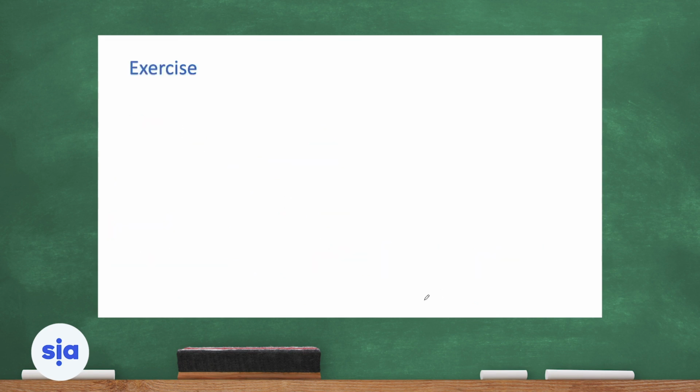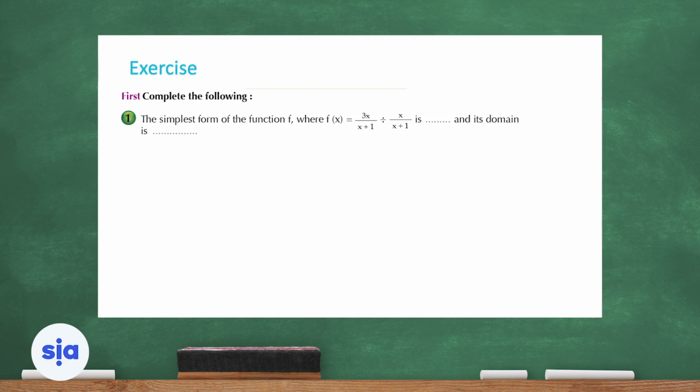One last example. Let's move on to the exercise. Question 1. The simplest form of the function f, where f of x is 3x over x plus 1 divided by x over x plus 1 is, and the domain is. If you check it now, yes, this is division of fractions. So what we do is keep, change, flip.